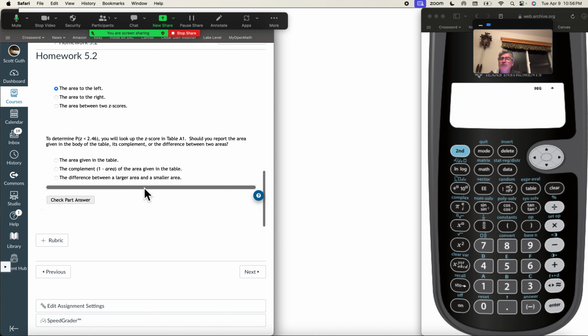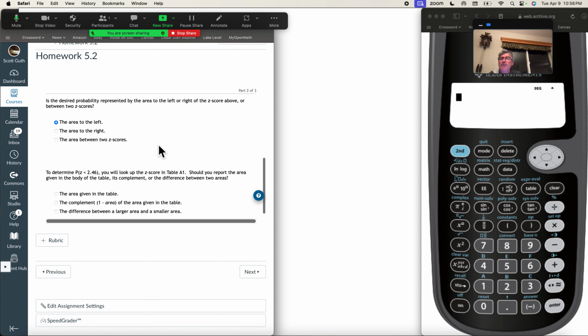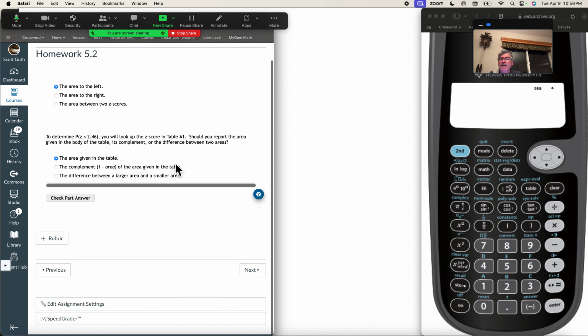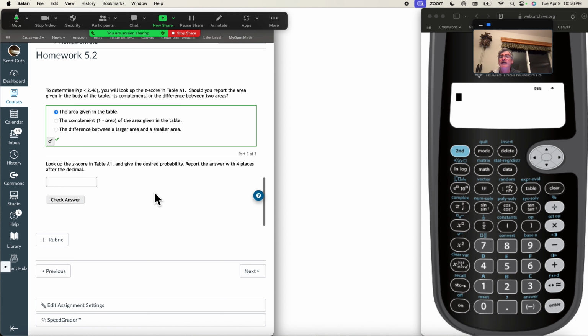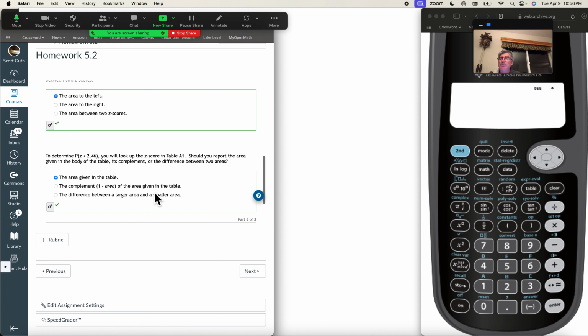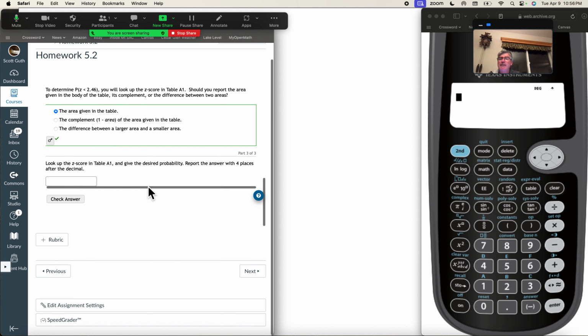And then it says to determine the probability, you have to look the z-score up in table A1. The table gives areas to the left only. And of course that's what we want, the area to the left. So we just use the area that's in the table. Those are left tail areas always. So we can check that. It's all good. And then we're going to go ahead and look it up in table A1.